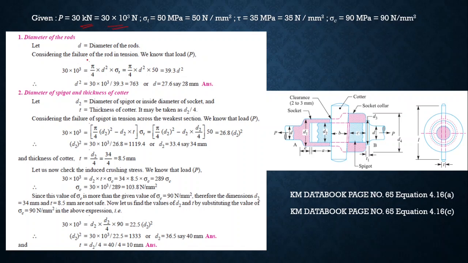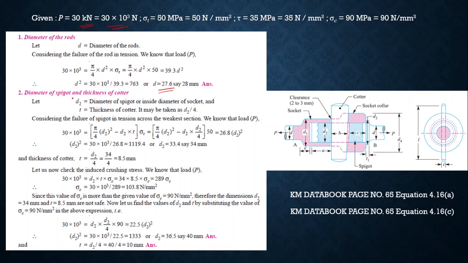Then, considering the failure of the rod in tension, we can have this particular equation. We have already discussed this equation. Here, the externally applied load P is equal to the cross-sectional area of the shaft, pi by 4 d square, into sigma t. Here, this sigma t is already given in this question as 50 megapascal or 50 Newton per mm square. Then we can equate this area into sigma t to the externally applied load. Then we can calculate the diameter of the shaft. d is equal to 27.6 mm, or we can say that's equal to 28 mm.